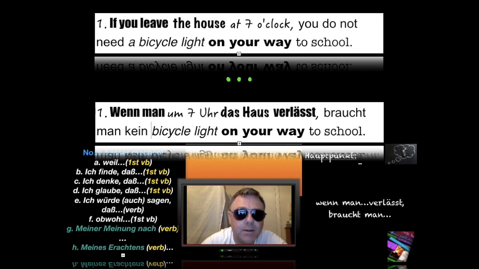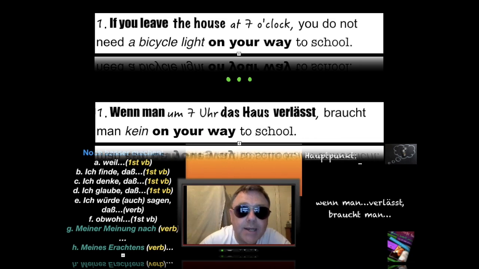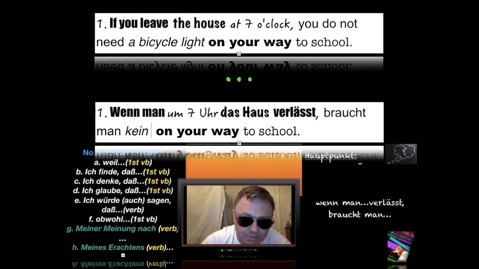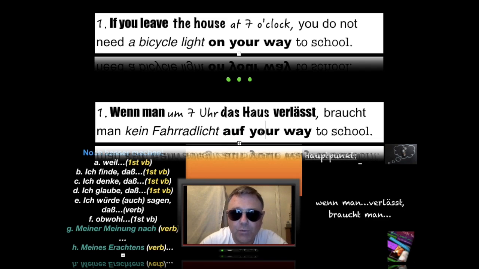So we've got kein, wie das, meine Damen und Herren. I'm going to be really fussy here because I want to keep it in the same sort of font. So kein Fahrrad, bicycle, and then Licht. So Fahrrad Licht, kein Fahrrad Licht. On the way. Now on the way is auf, or on your way in English. Can't say it in German anyway, can we? So auf dem Weg, on the way.